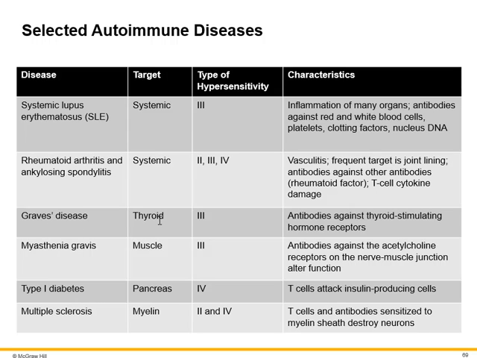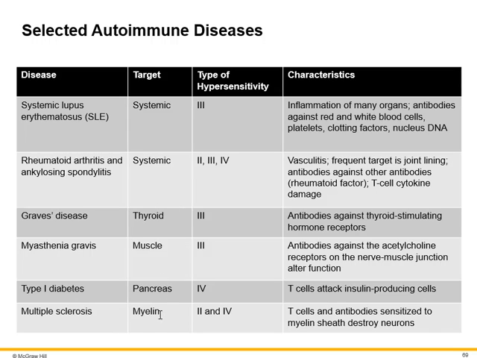Graves' disease is a thyroid. It attacks the thyroid. Myasthenia gravis attacks the muscle, but specifically the acetylcholine receptors at the neuromuscular junction. In type 1 diabetes, the pancreas is attacked by T cells, and so that's actually an odd one, which is type 4. And then multiple sclerosis attacks the myelin sheath of nerve cells.